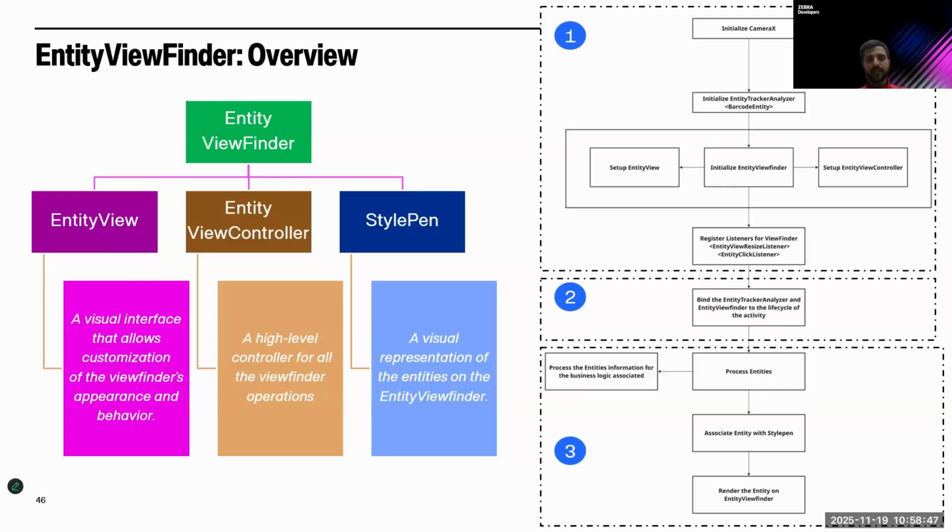From the entity viewfinder perspective, this is where we would associate a style pane to the produced entities. The entities would be posted in a batch. So here we can associate style panes in a batch, stage them to the viewfinder, and in one shot we can post it or issue a render call to the entity viewfinder to optimally render it on the viewfinder end. Next slide, please.